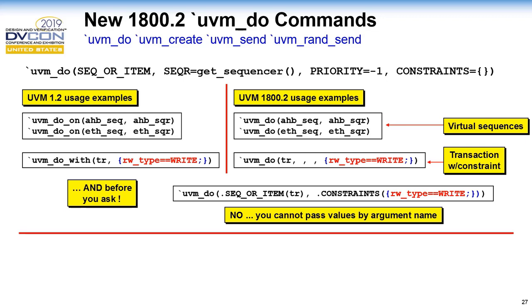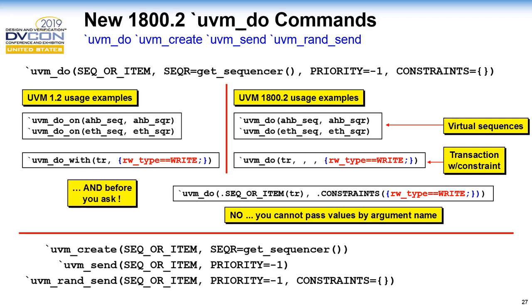So if you're just doing a UVM do with a constraint, you'll have a couple of extra commas in there for the fields that you're not particularly using. Okay. And in addition to that, you have the UVM create and the UVM send, the UVM rand send commands. They also have default values assigned so that they can be used as well. So you've gone from 16 UVM do commands down to 4, the most common being the UVM do command itself, which replaces what was 8 commands in IEEE UVM.